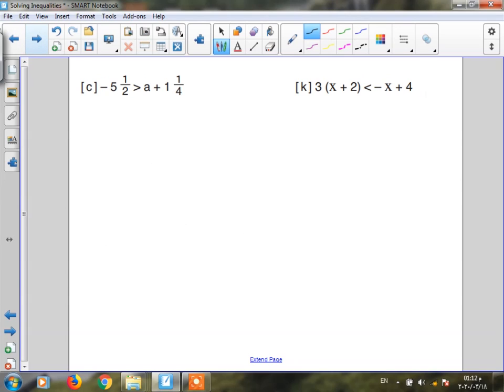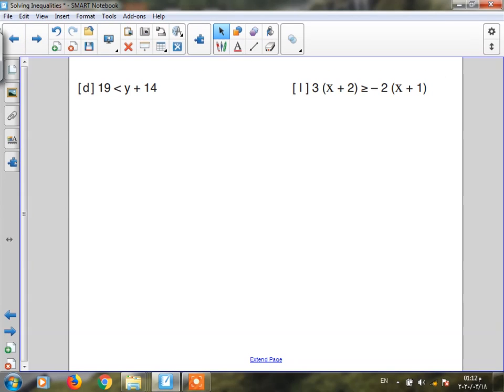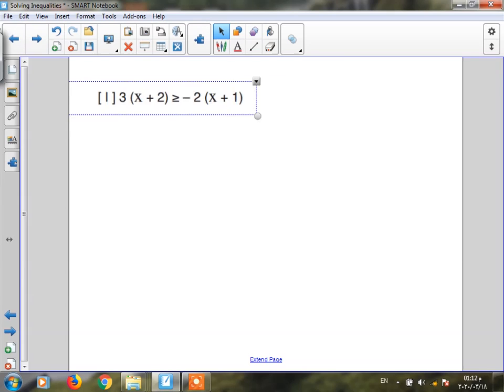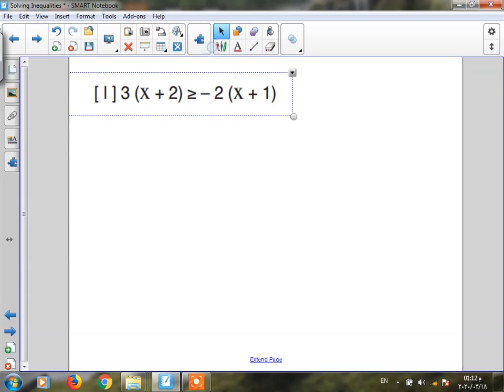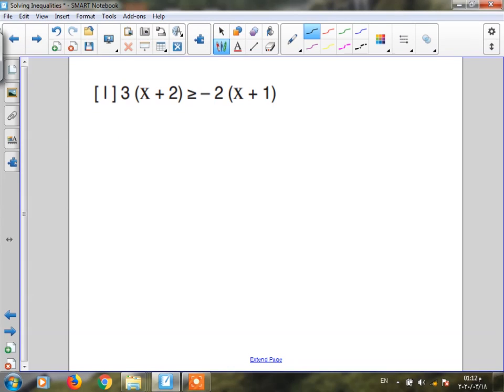We can take another example like this. 3 times x equals 3x. 3 times 2 equals 6. More than or equal negative 2 times x, negative 2x. Negative 2 times 1 equals negative 2. So I will take negative 2x to the other side by positive.